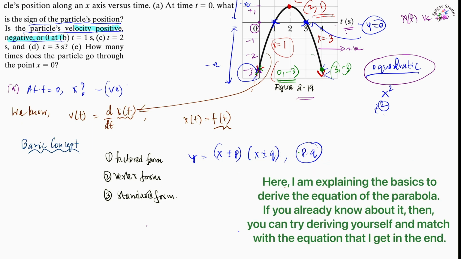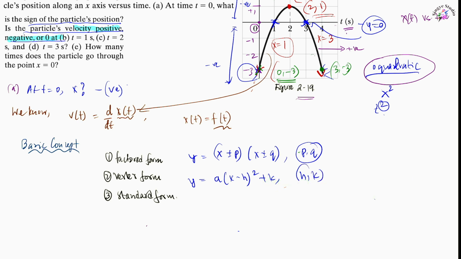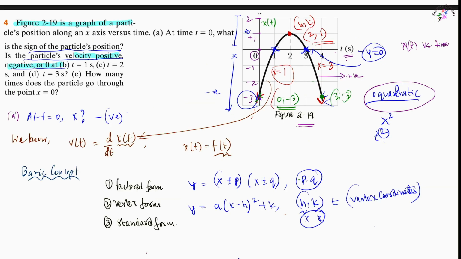And for the vertex form, it will be y equals a times (x minus h) the whole squared plus k, where h and k are the coordinates of the vertex, where h is the x value and k is the y value at which the curve forms a vertex. And for this curve, as we already know that this is the vertex and the coordinates of the vertex are (2, 1), so here the h value is 2 and the k value is 1.